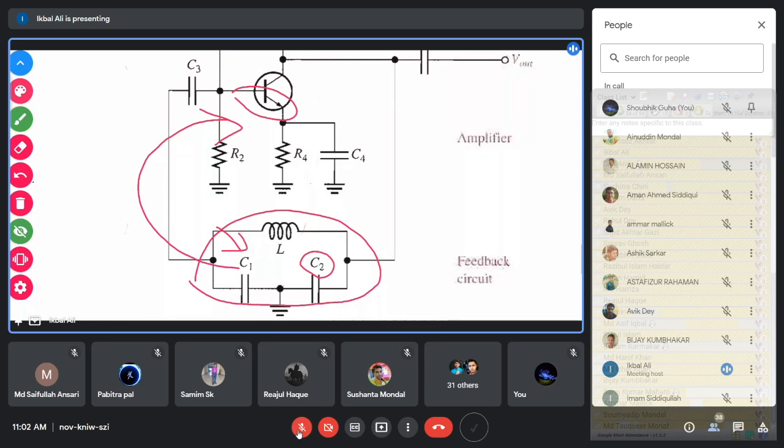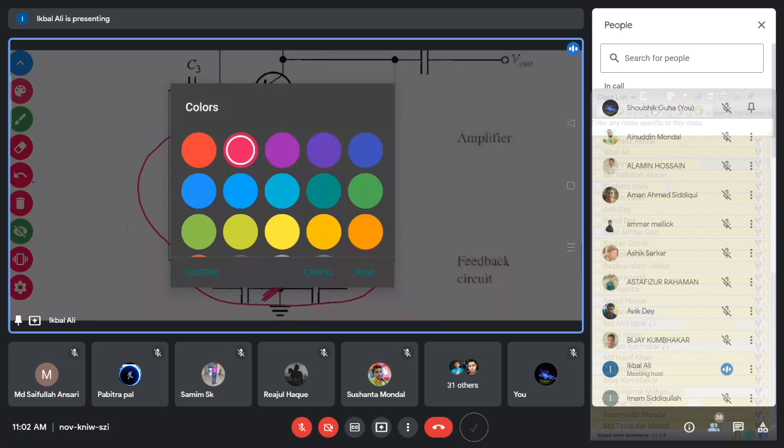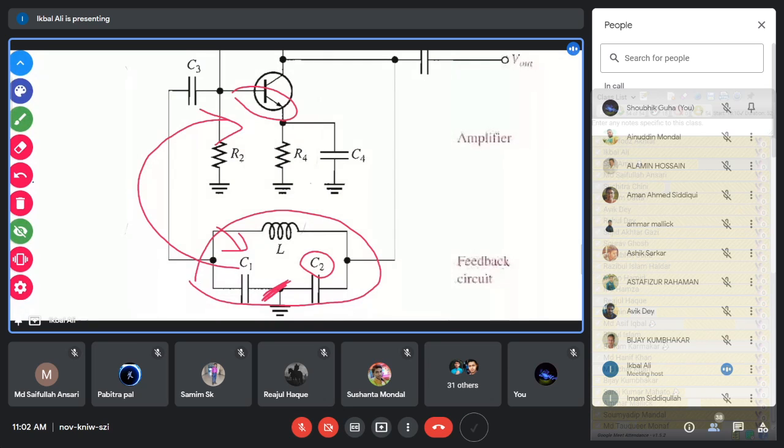Why are these two capacitors affected? Because one end of these two capacitors is connected to ground. So with respect to ground, all those stray capacitances appear parallel to C1 and C2. That is why C1 and C2 will be affected by the junction capacitances. Now we will understand how C2 will be affected. We have seen C1 is affected by the base-emitter junction capacitance CBE. Now we will see how the C2 capacitance will be affected by the transistor.